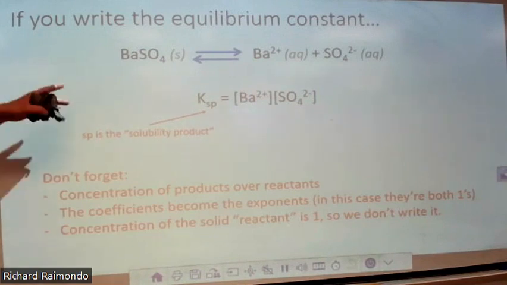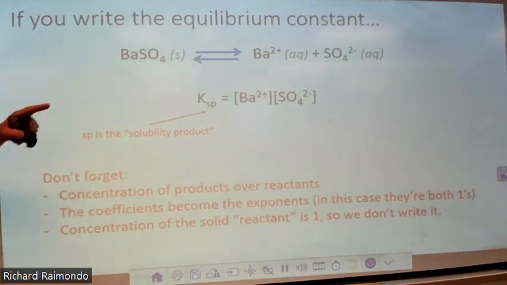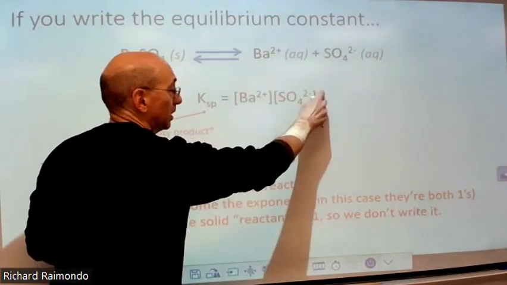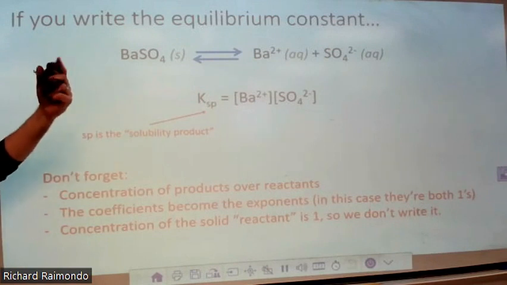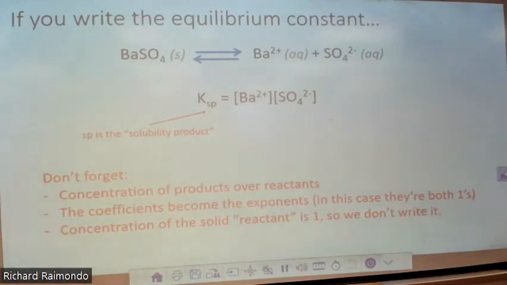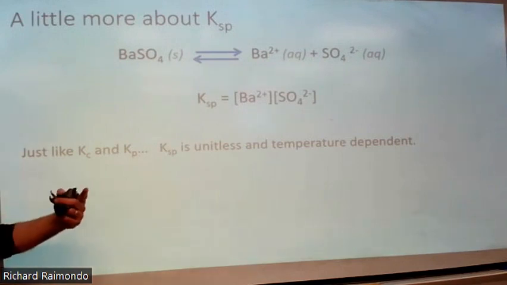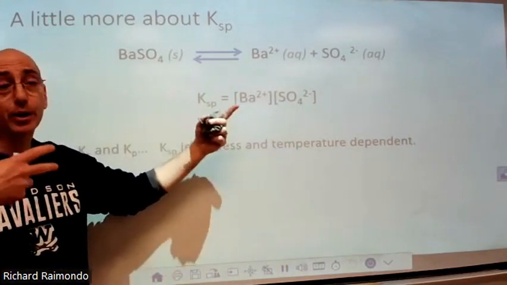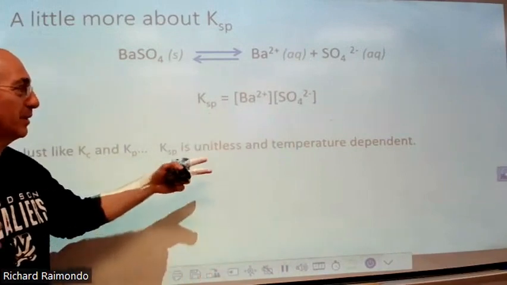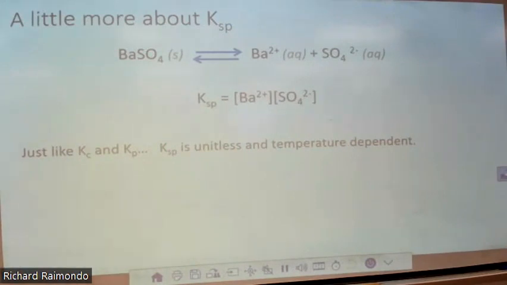A couple things when you write these: remember it's products over reactants, which is kind of easy in this case. Don't forget the coefficients; if we had a coefficient of 2 or 3, we would be squaring or cubing it. And the concentration of the solid is 1. I'm sure I'm going to see somebody try to get a concentration for a solid. Don't be that person. KSP is unitless and temperature dependent. If we heat up the solution, we can dissolve more, so these molar solubilities change with temperature. Usually they're referenced at 25 degrees Celsius and 1 atmosphere of pressure, but we can change how much we dissolve in a liter of water.